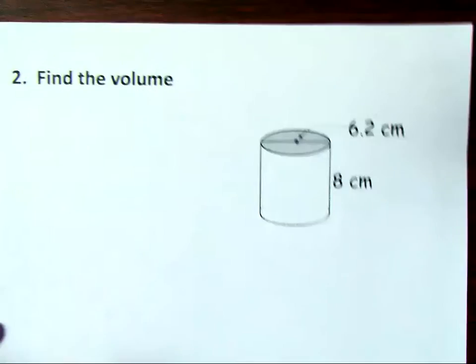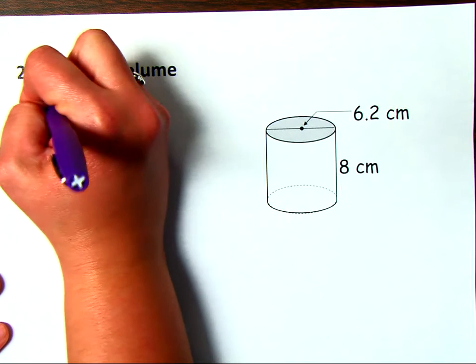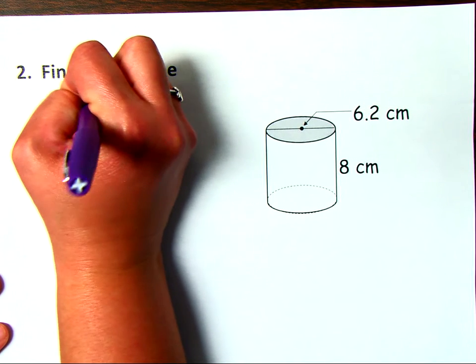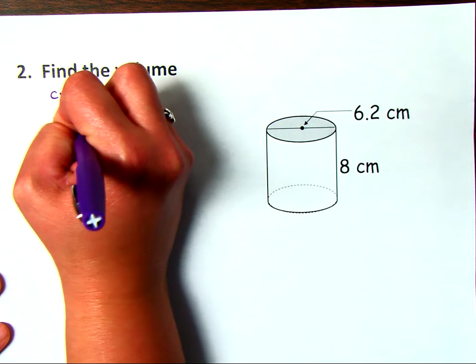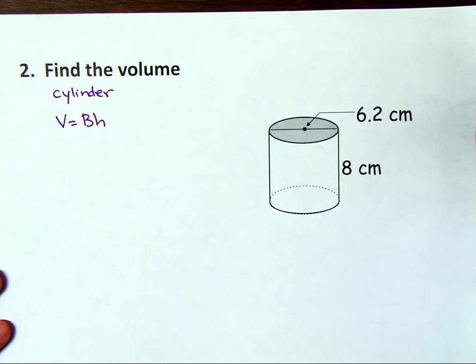All right. So find the volume. Well, first of all, this is going to be a cylinder. Again, think about that as like a curved prism. So looking at my formula chart, volume equals area of the base times height.